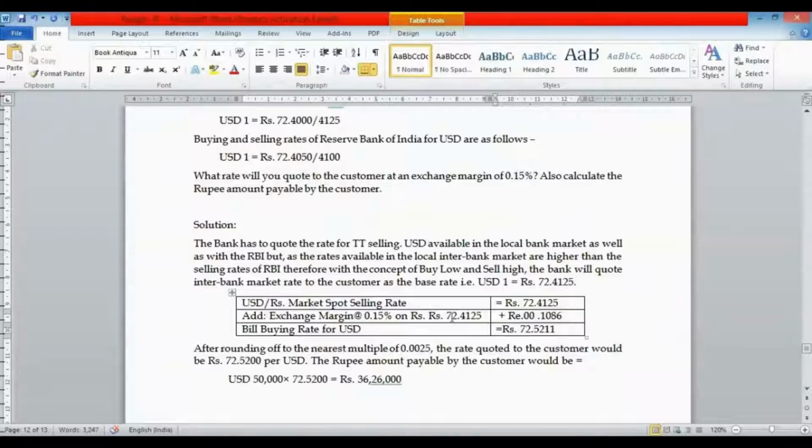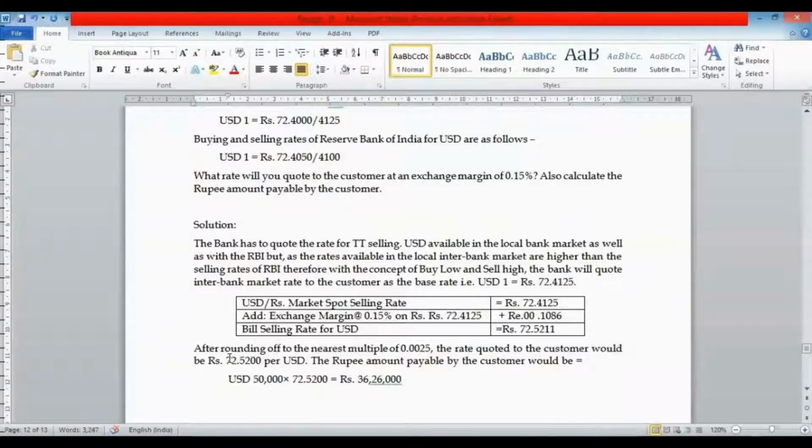Then bill selling rate for USD, not buying. Bill selling rate for USD will be 72.5211. It will be rounded off, and it will come to 72.5200. And then this will be the amount payable by the customer to the bank. USD 50,000 multiplied by 72.5200 comes to 36,26,000 rupees.